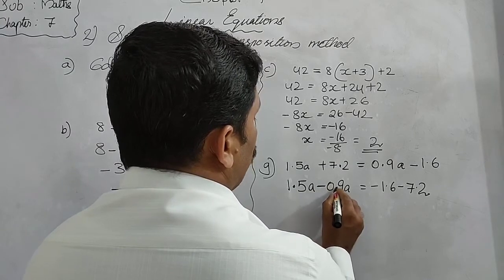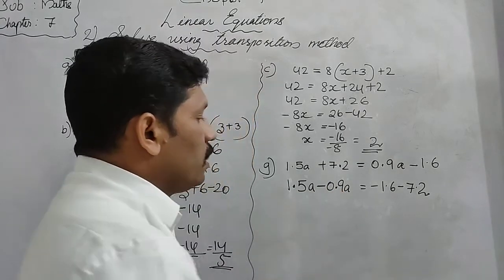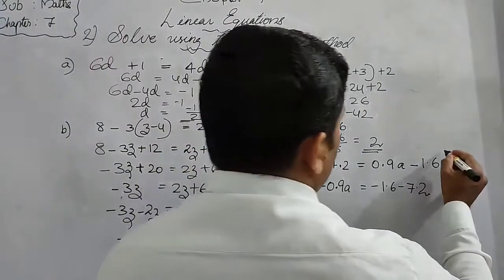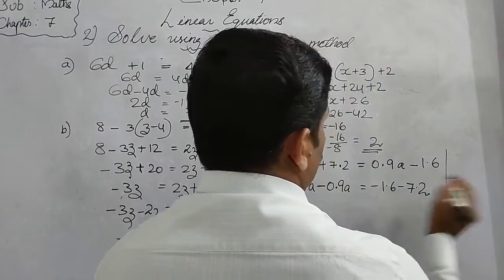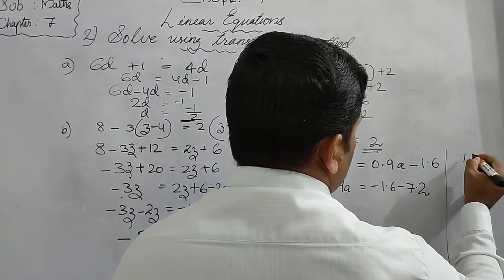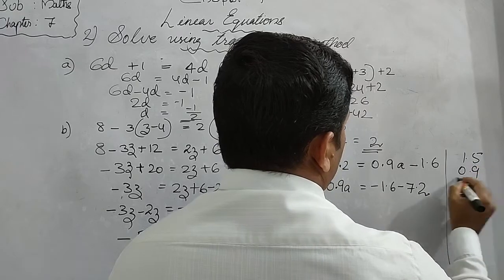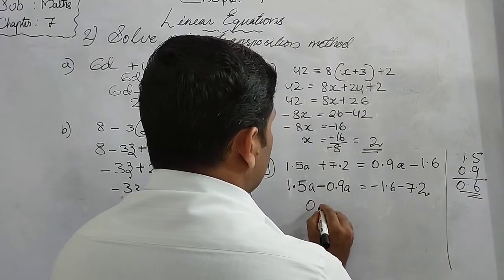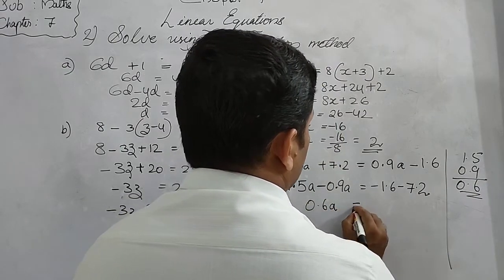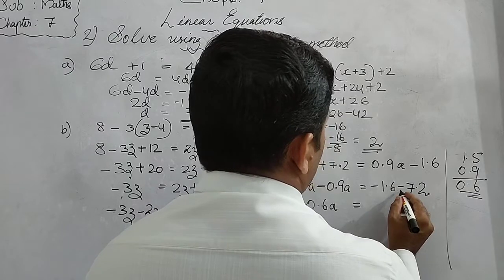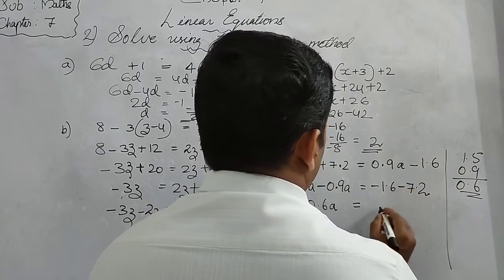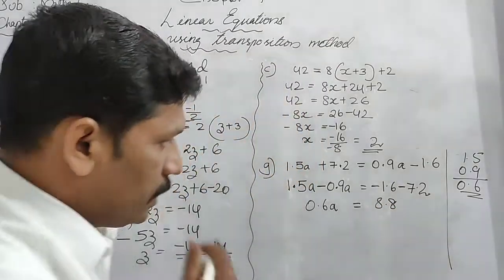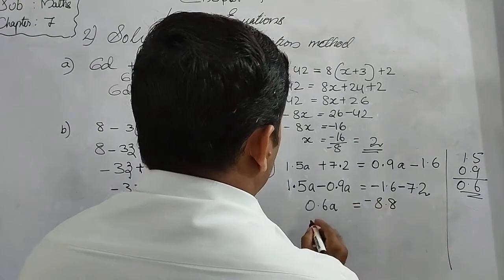1.5a minus 0.9a is equal to 0.6a. With decimal numbers, you have to work very carefully, because many students make mistakes in subtraction and addition of decimals. It is done this way: 1.5 minus 0.9, so here we write 6 and 0, 0.6. So 0.6a is equal to 1.6 plus 7.2; both are negative, therefore we add them, and we get negative 8.8.